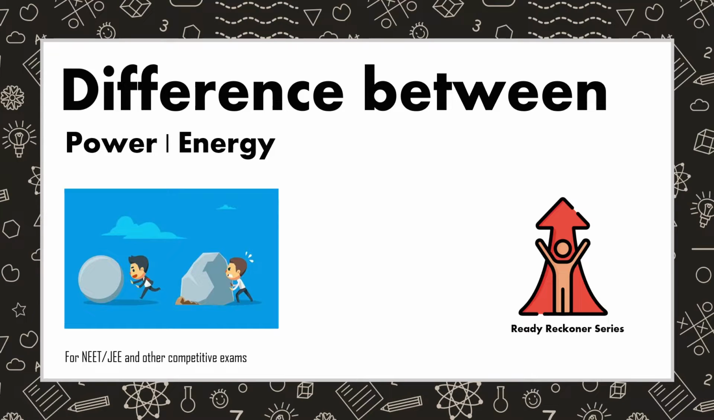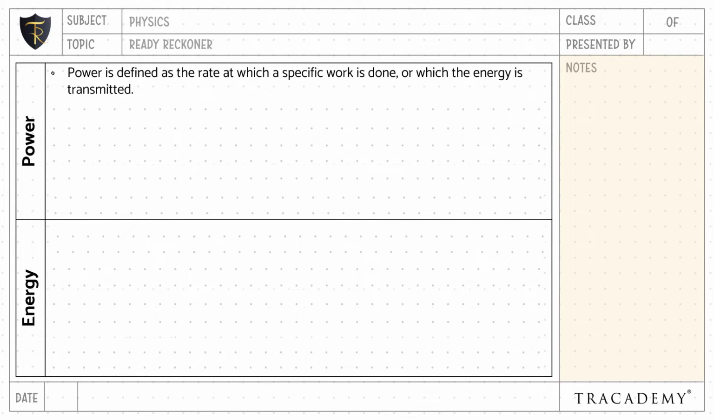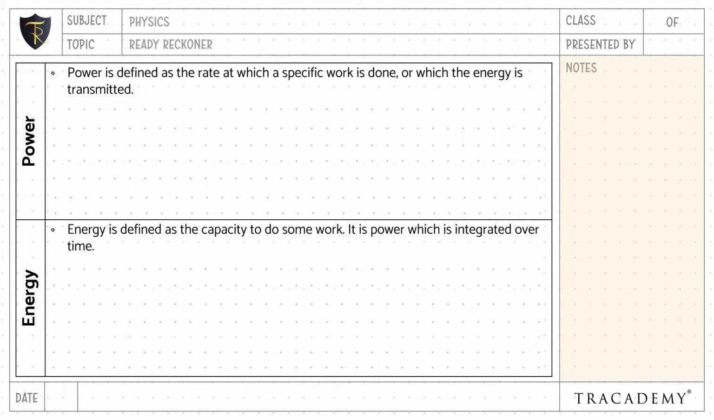In this video, let's understand the difference between power and energy. Power is defined as the rate at which a specific work is done or the energy is transmitted, whereas energy is defined as the capacity to do some work. It is power which is integrated over time.